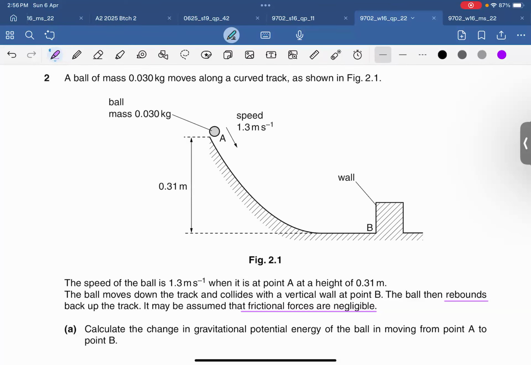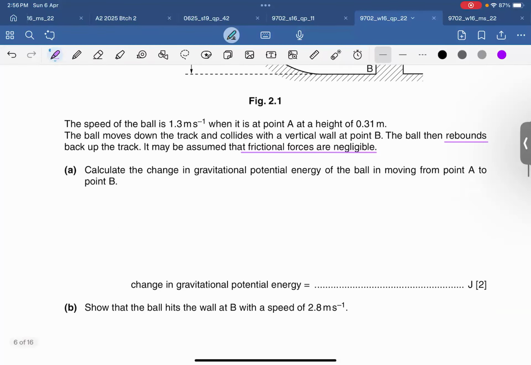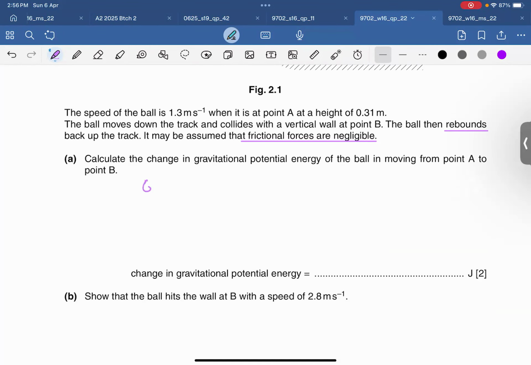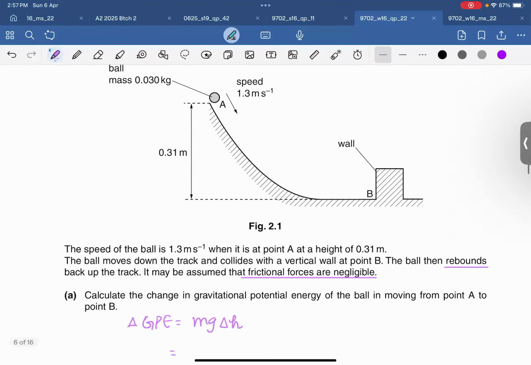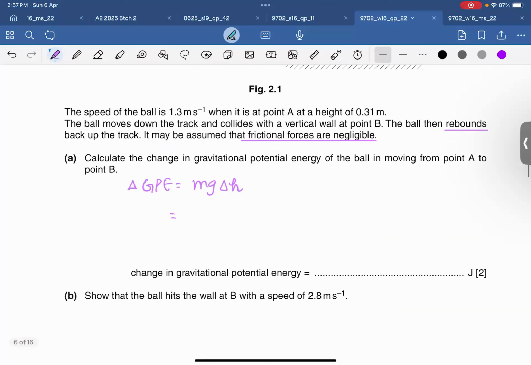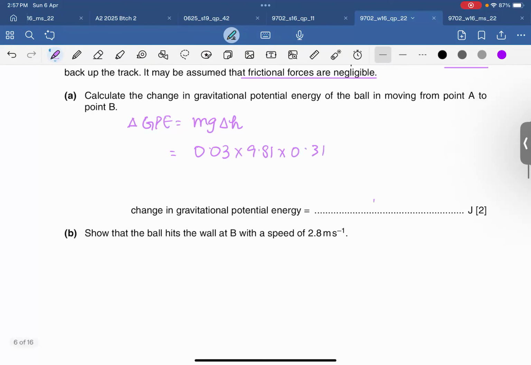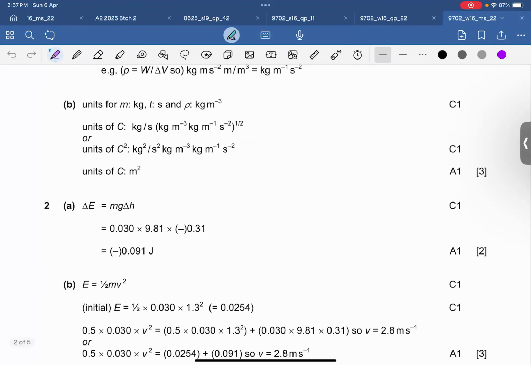So gravitational potential energy is mgh. अच्छा, इन्होंने कहा चेंज निकाल दो, तो चेंज का फॉर्मूला लिखना है. GPE का चेंज. Delta h. Yes, delta h. m g delta h. फाइन, एंड देन 0.03, 9.81, and 0.31. हाउ मच? 0.091. ओके फाइन. सही है.